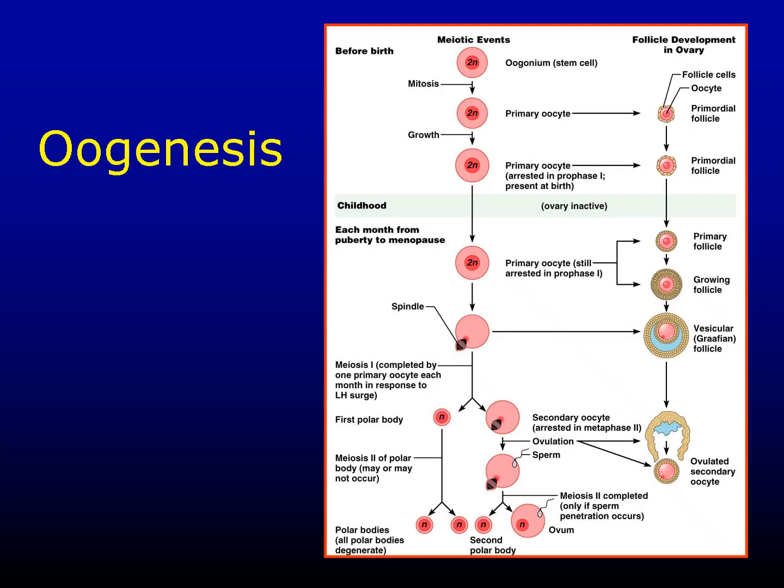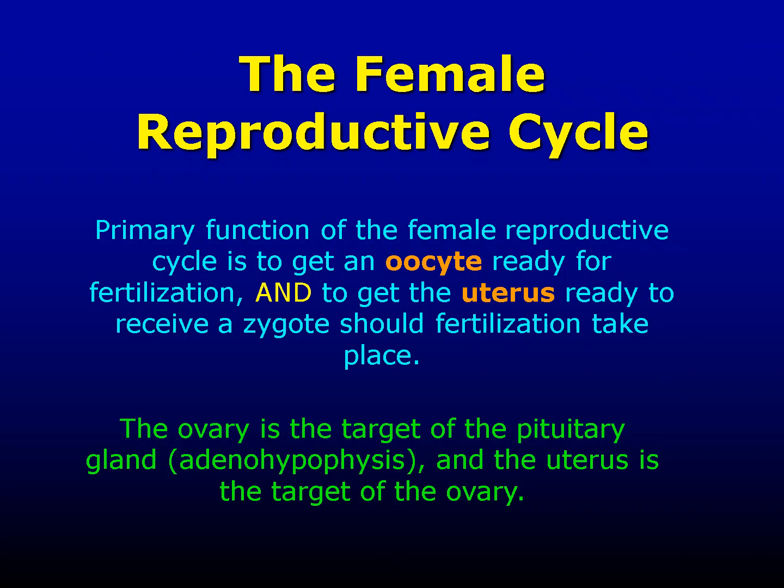The female reproductive cycle consists of the coordinated events occurring in the ovary, the ovarian cycle, and the uterus, the uterine or menstrual cycle. It is a tightly regulated process involving hormones produced by the hypothalamus, adenohypophysis, ovary, and corpus luteum. The primary function of the female reproductive cycle is to get an oocyte ready for fertilization, and to get the uterus ready to receive a zygote should fertilization take place.